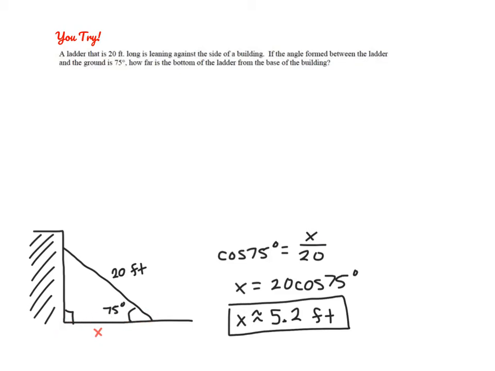How far is the bottom of the ladder from the base of the building. That's from here to here. Notice they did not ask how far up the building does it land. They went from the bottom of the ladder to the base, meaning bottom of the building.